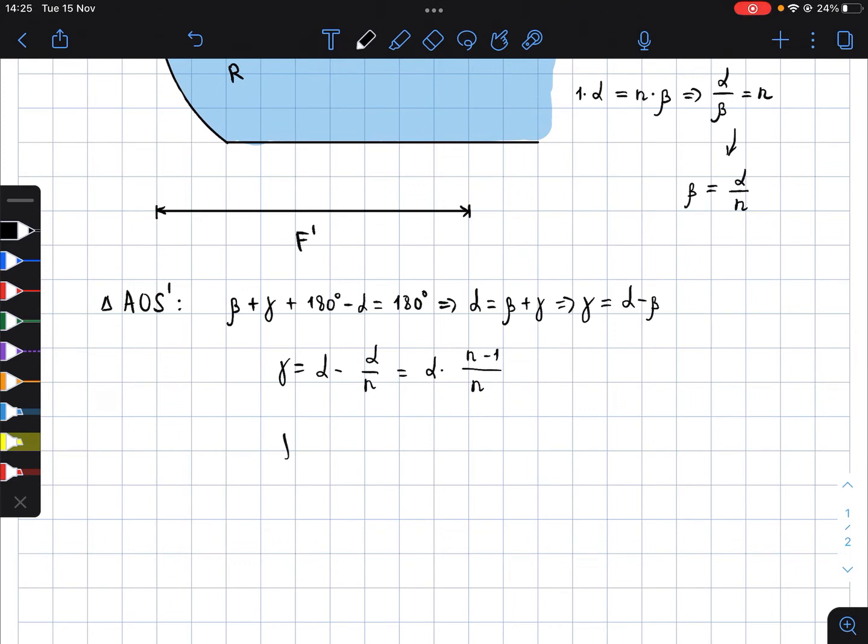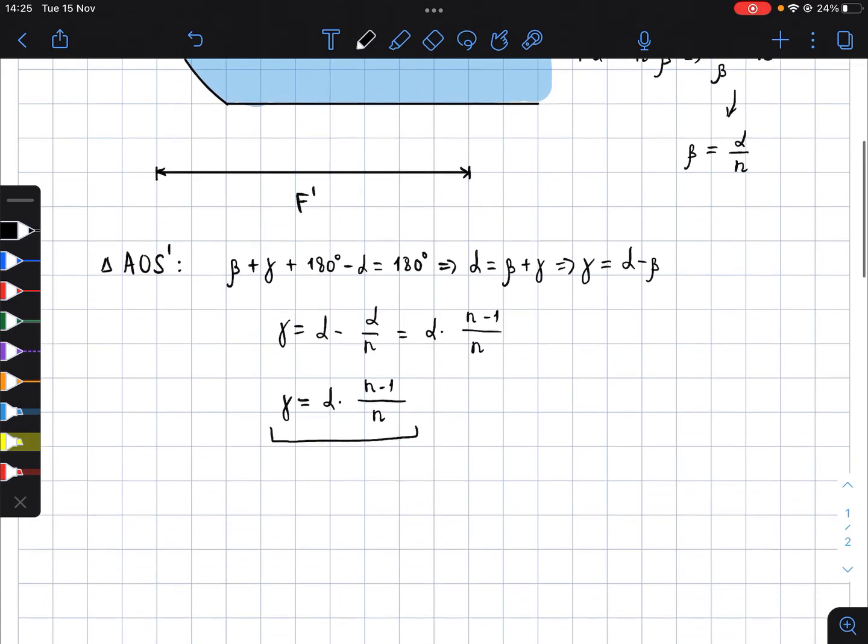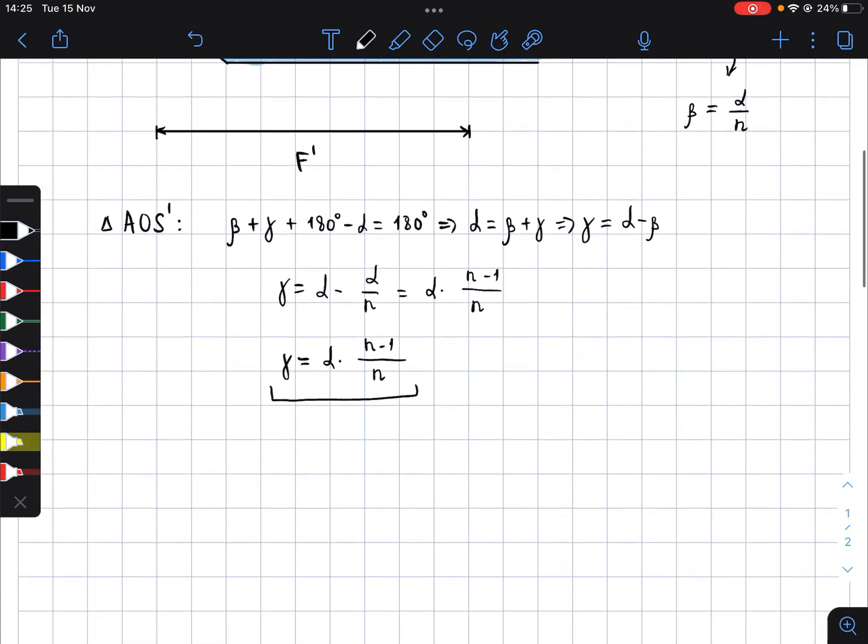Okay, let's write it here, that our angle gamma is equal to alpha multiplied by n minus 1 divided by n. Okay, now we have our angle gamma, and now look at another triangle, the triangle C prime A O.